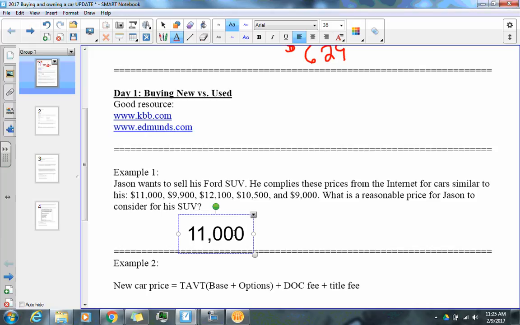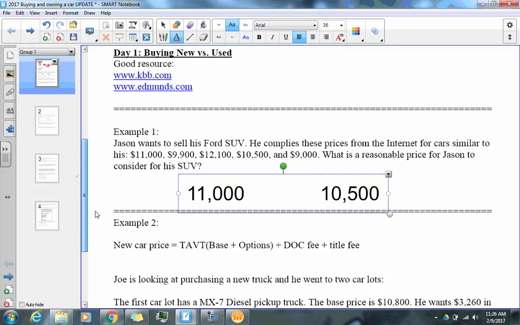Remember, this is a very open-ended question, so don't feel the need to get the exact dollar amount correct. You might say you think it should be $10,500, and I'd give you credit for that too. But the main part of example number one is to compare what the other cars have been selling for to what Jason should sell his for.